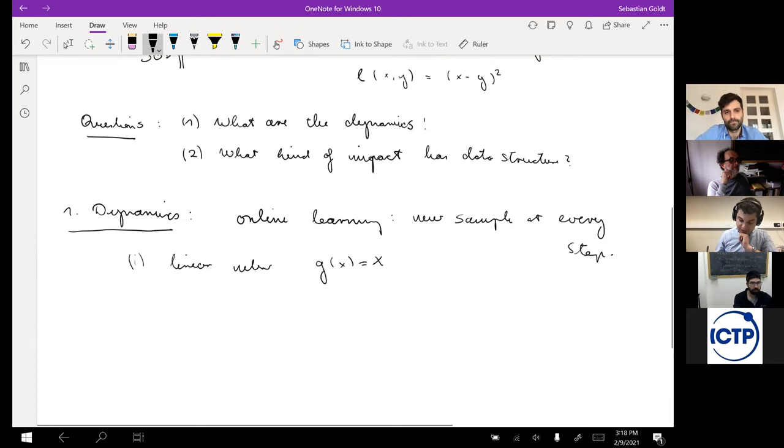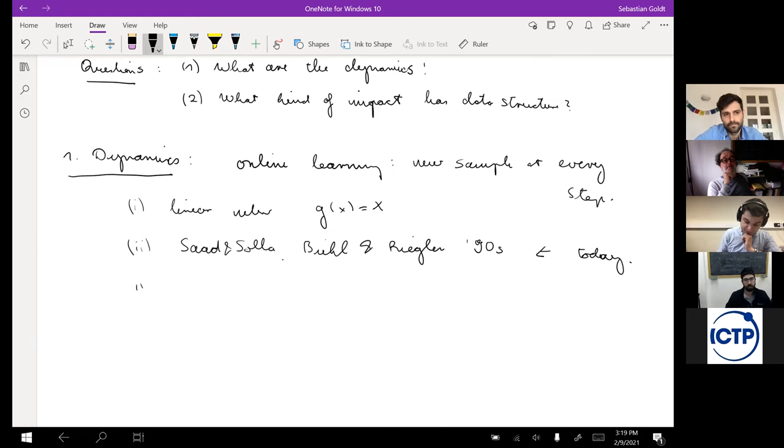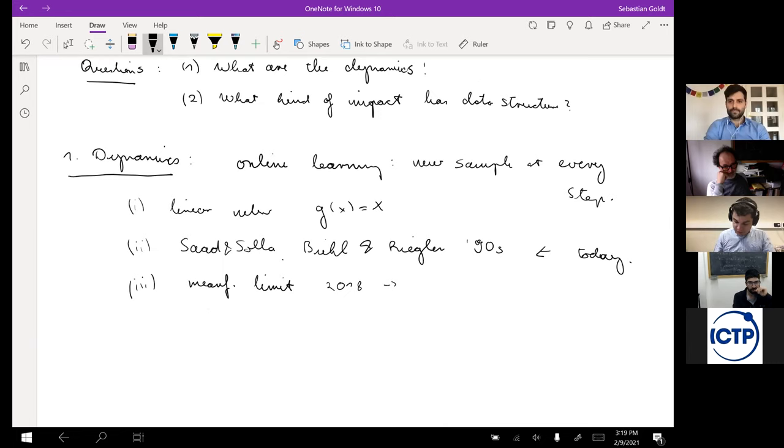There is then also some work, and this is what we're going to review today, in this limit on the nonlinear networks, and that was done by Saad and Solla and by Biehl and Riegler back in the 90s. That's going to be our focus today. And then more recently, people have looked at the dynamics of the mean field limit. So this was a series of papers in 2018, and we'll come back to that at the end of today's lecture.